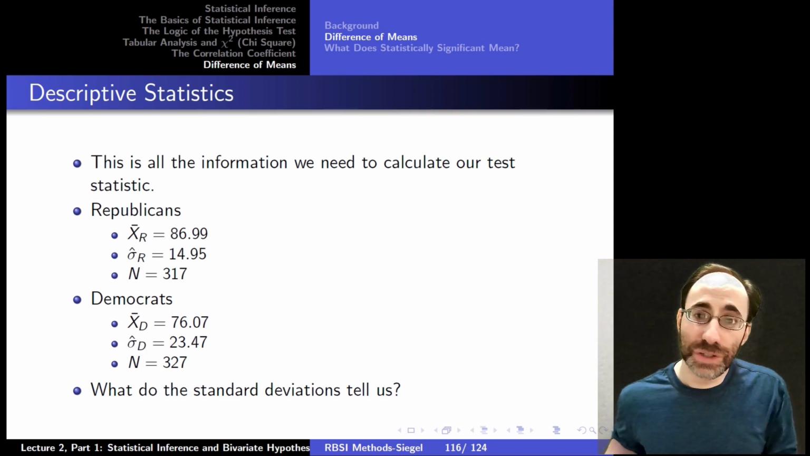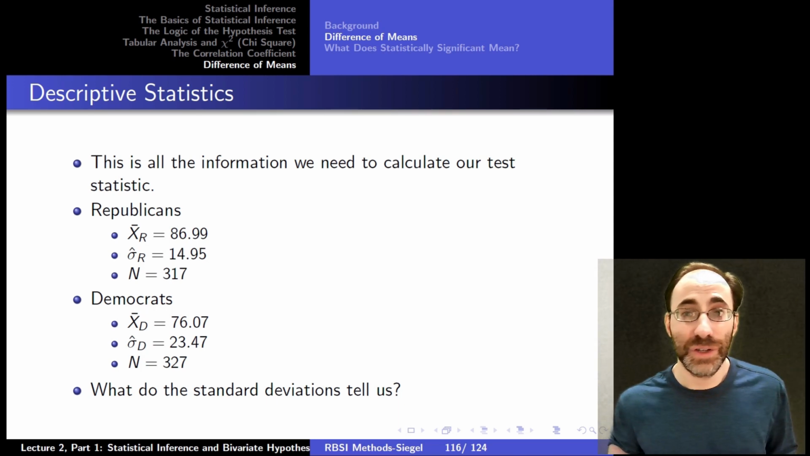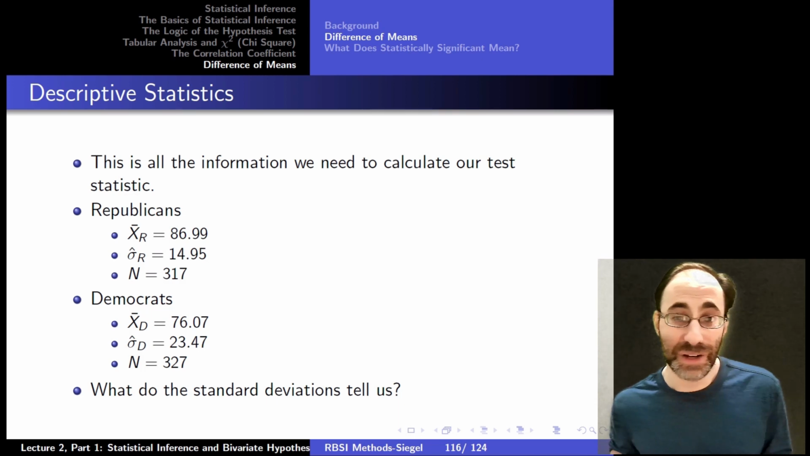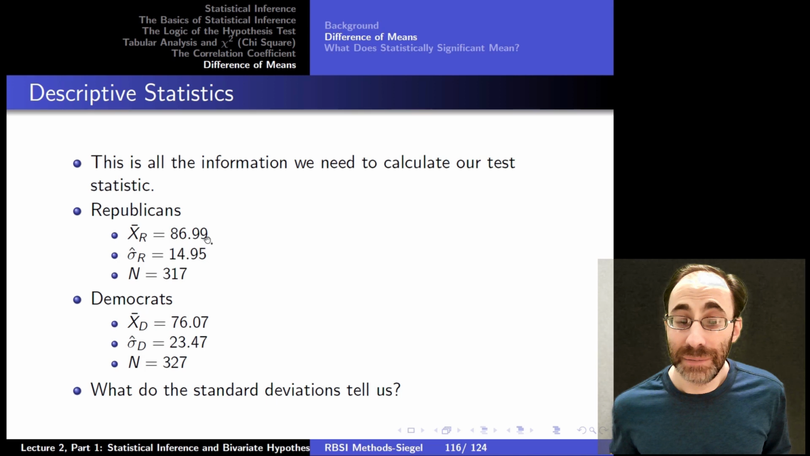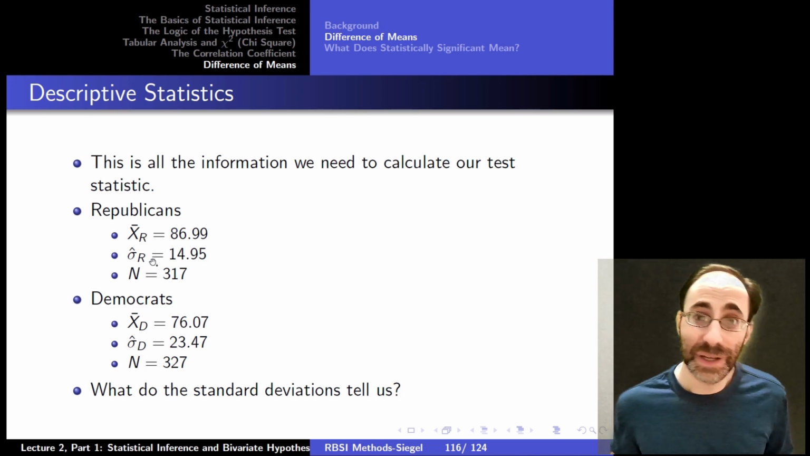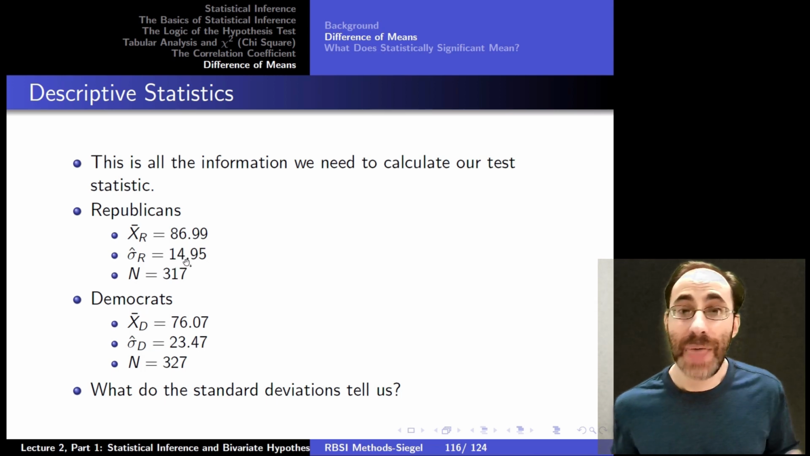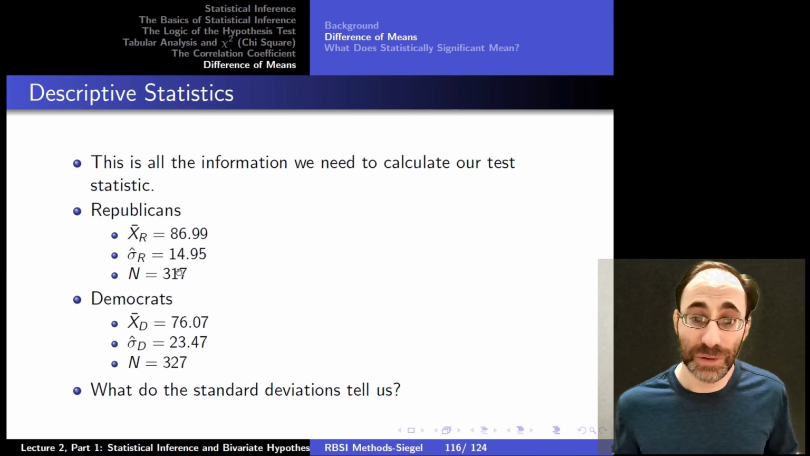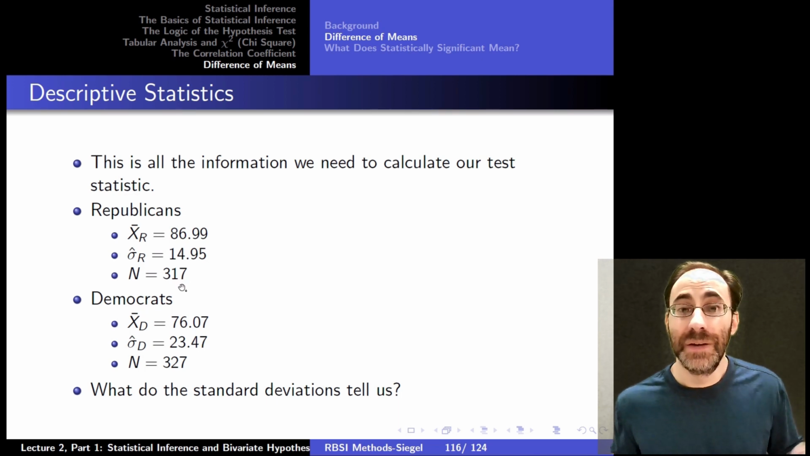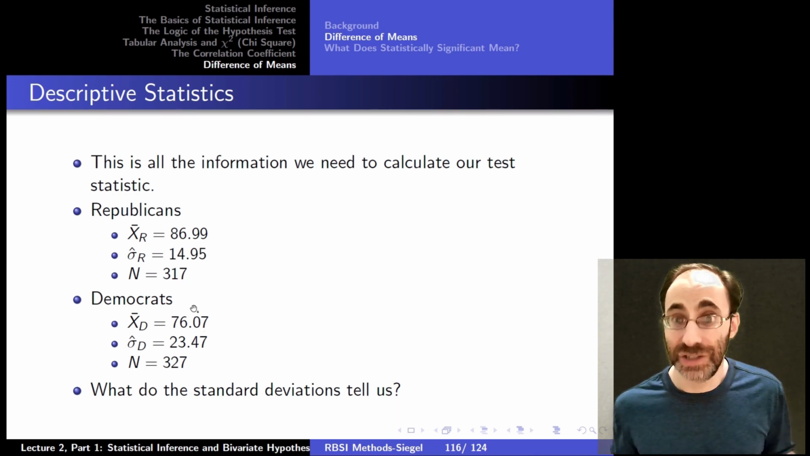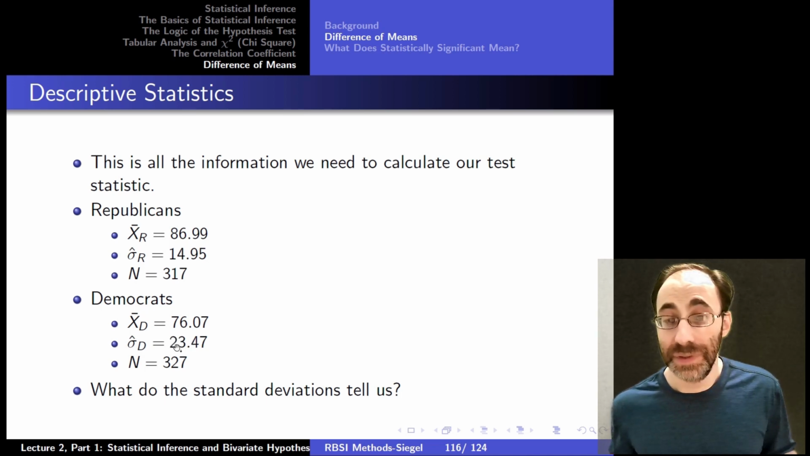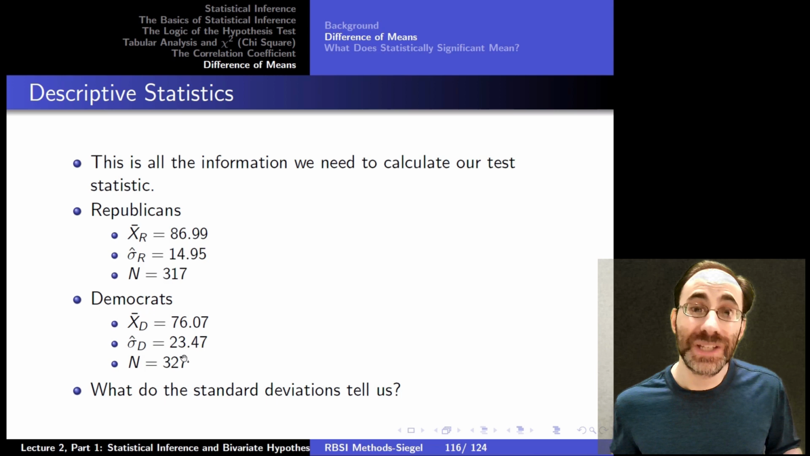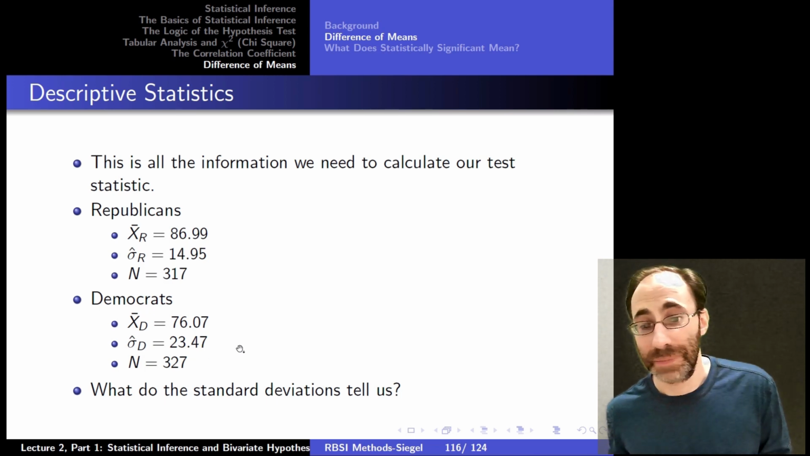Okay, so we're going to use those to calculate descriptive stats, which are useful both for understanding our data, but also for calculating our t-statistic. So for Republicans, the mean was 87, approximately. The standard deviation, the sample standard deviation in the Republican subgroup was almost 15. And the number of individuals in that subgroup was 317. For the Democrats, it was 76, substantially lower. The deviation, however, was substantially higher, 23, and there are 327 individuals in the Democratic subgroup.